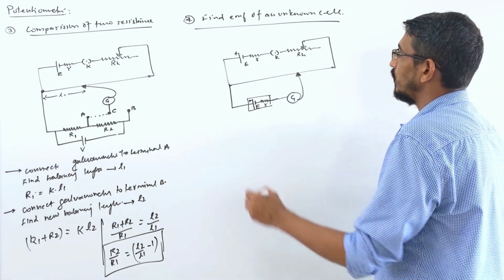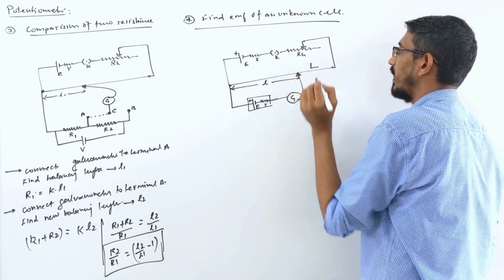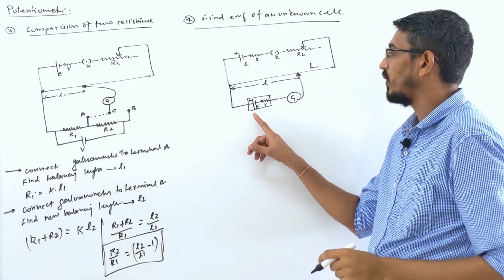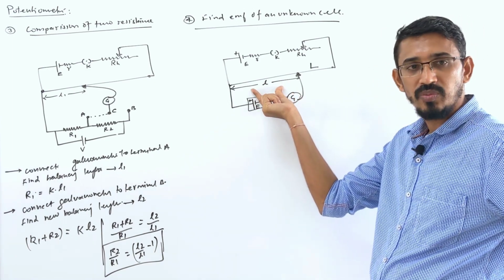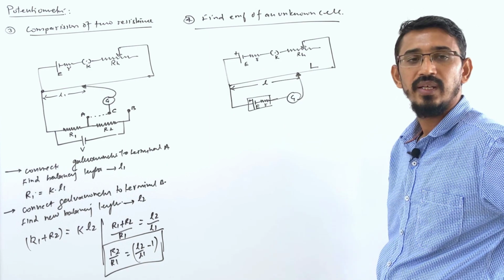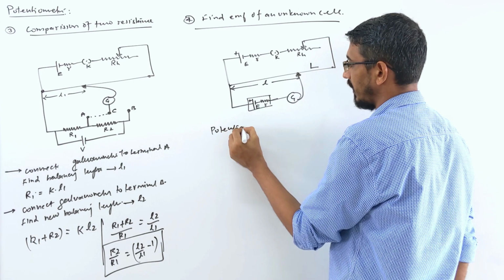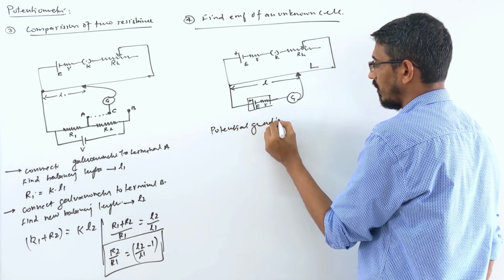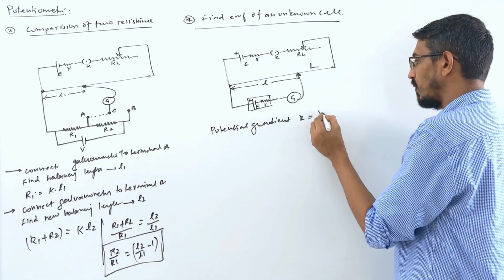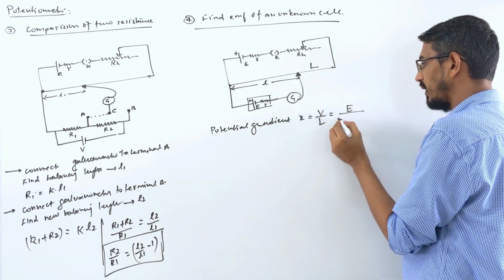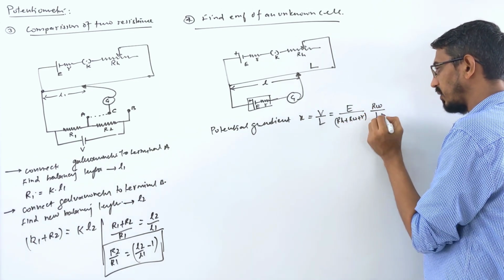So what you do, you found some balancing length. Suppose this balancing length is small l. The length of the whole wire is capital L. How to find the EMF? This cell of EMF is balanced against the balancing length small l, and the total length of the wire is L. What is potential gradient? You have already learned it. Potential gradient X, you will find first. We have two formulas: V by L, or the main formula, E upon (RH plus RW plus small r) times RW by the total length of the wire.